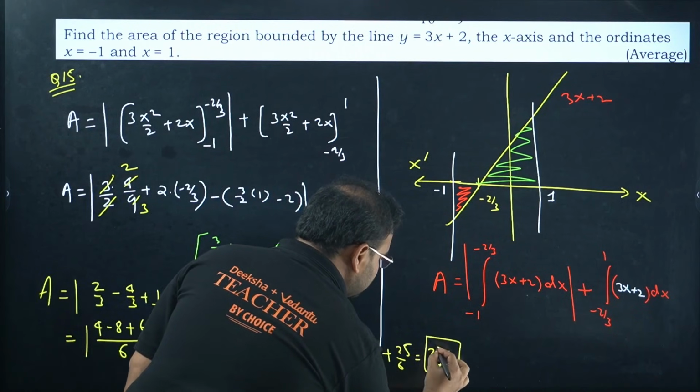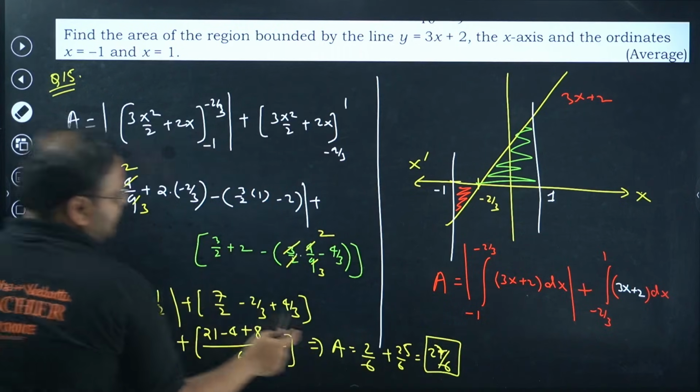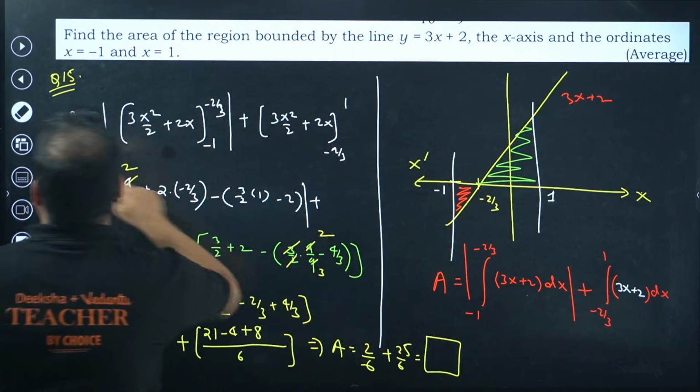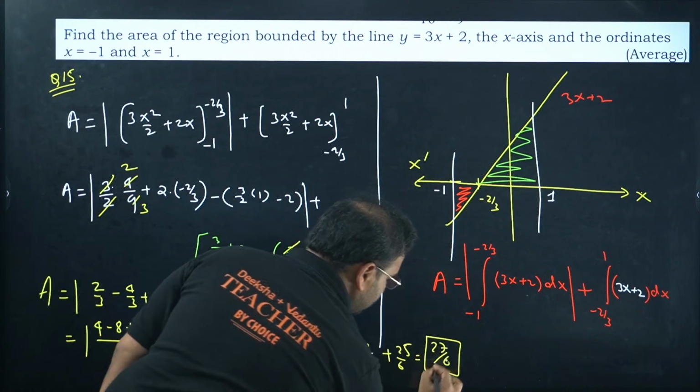This comes as 27 by 6. I do not know, guys, whether this answer is right or not. Let me know in the comment section. I have tried to get the result. I think this is correct, but if something is wrong, some mistake in calculation, I'll review it once. Let me check once again.